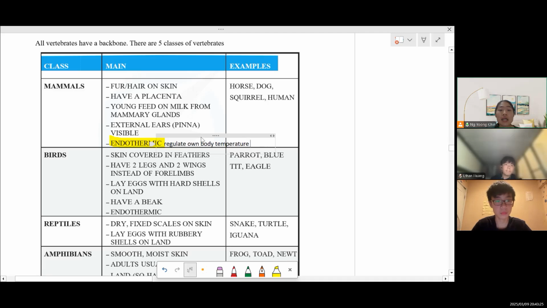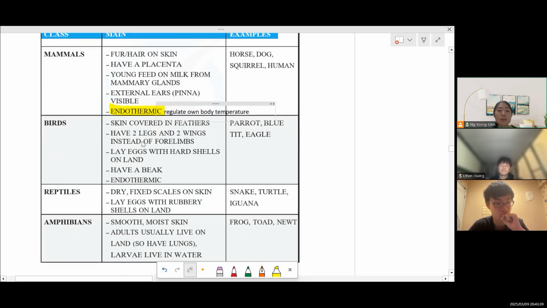And then we have fur or hair on the skin, and we have the placenta, and we feed the milk from our mother. So how about the birds? The characteristic of birds is that they must have feathers and wings, they have two legs, and they lay eggs with a shell. And also they are endothermic.